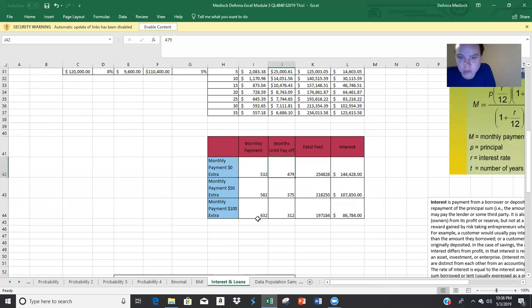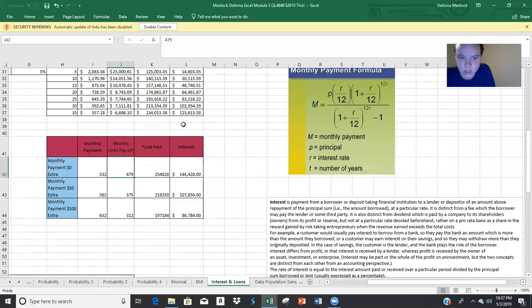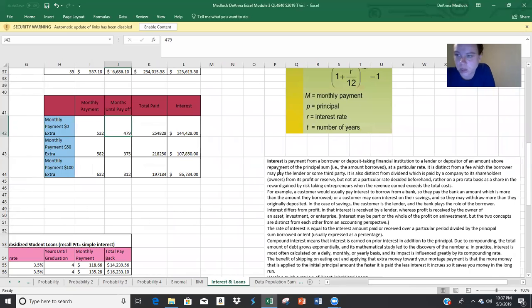So your initial monthly payment would be $632, but you would pay it off in 312 months versus paying $532 and paying it off in 479 months. So you save almost $6,000, give or take there. And then your interest is way less.